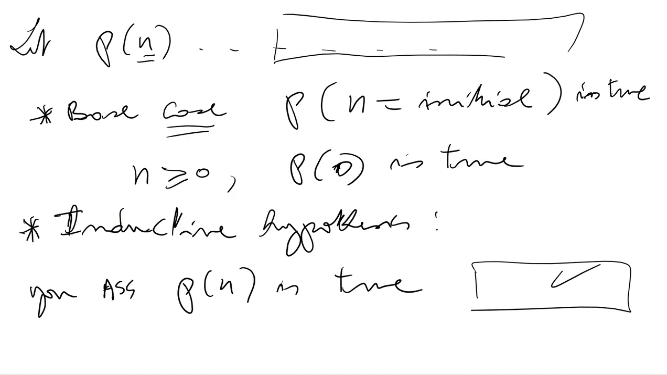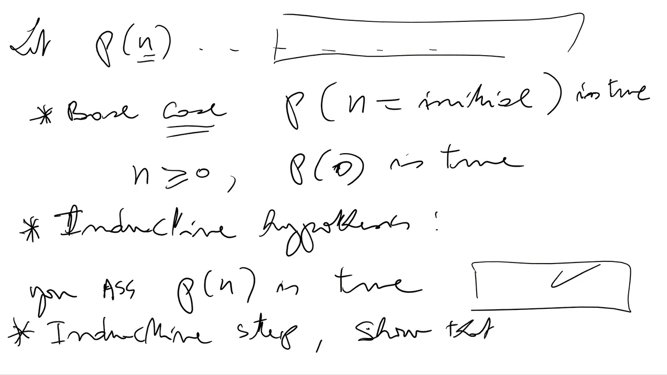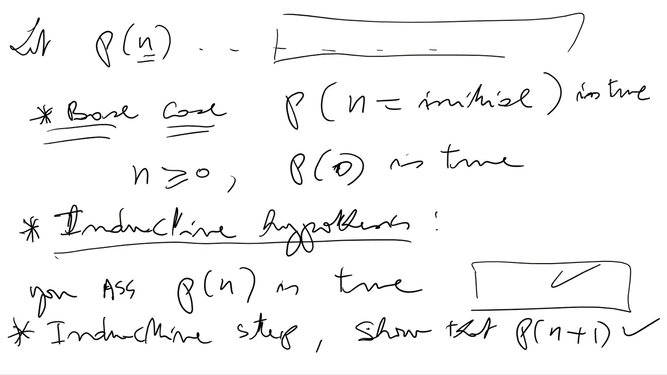Now, in the inductive step, you show that P of n plus 1 is true. So you must show that P of n plus 1 is true in the inductive step. Again, you can see that we have 3 steps here. You must first show the base case. You assume the inductive hypothesis, basically that whatever is given is true. And then the last step, in the inductive step, you must show that P of n plus 1 is true. So this is the general technique.